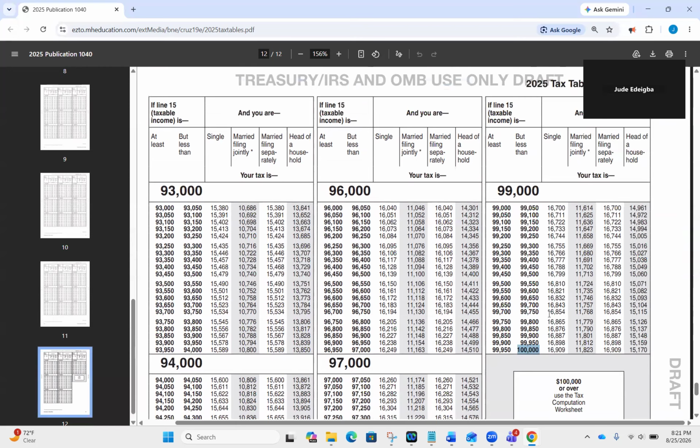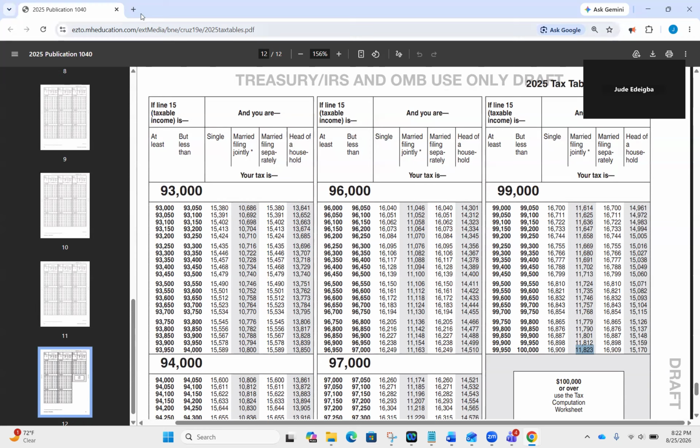So if you earn $100,000, for example, and you are single, your tax liability will be $16,909 that you have to pay. If you are married, filing jointly, and your combined taxable income is $100,000, then your tax liability will be $11,823. If you are married, filing separately, then it would be $16,909, and so on.